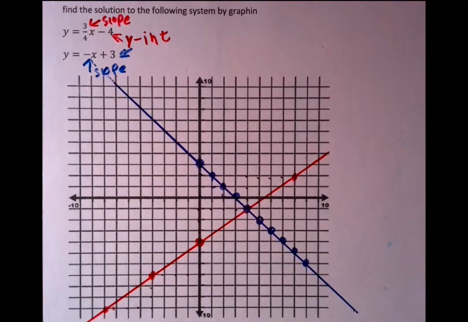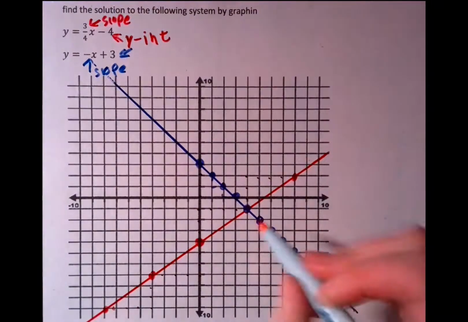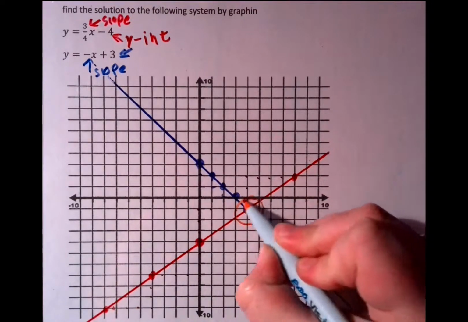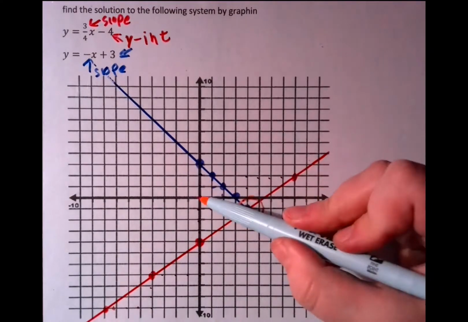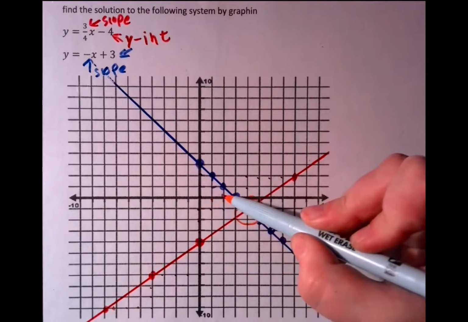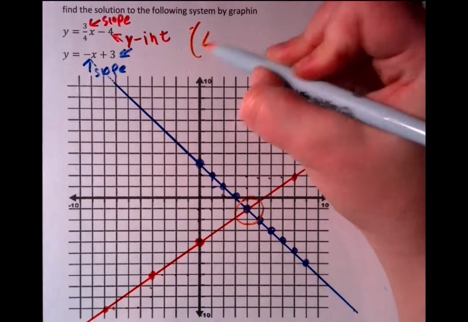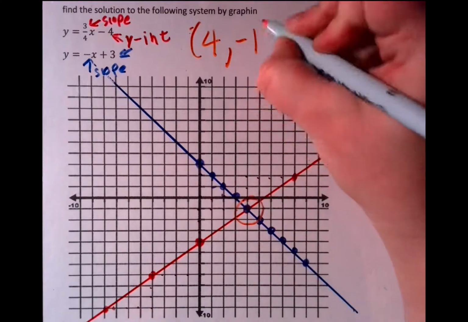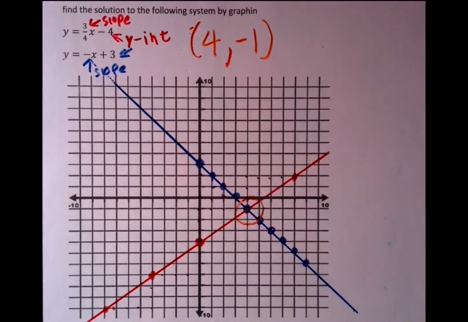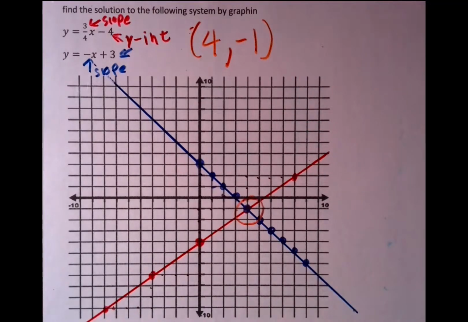All right, so remember, we are looking for where the two lines cross, the point where the two lines cross. Okay, what is that point right there? Well, I know I have to go right 4. So I got 4 on the x. And then I go down 1. So my solution for this one is 4, -1. Okay?